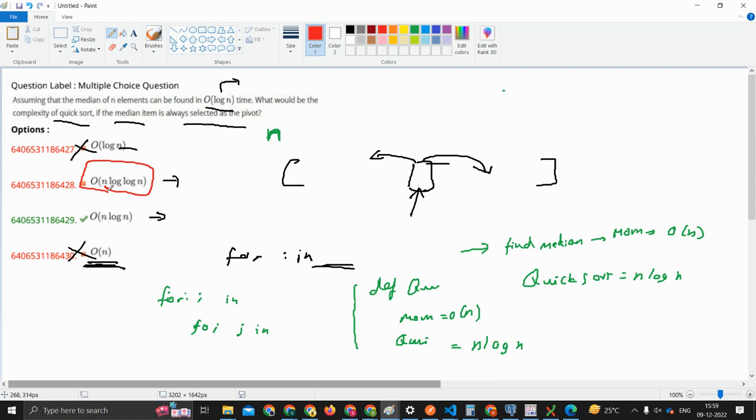From theory, any sorting algorithm which relies on comparisons between the elements cannot achieve better than n log n complexity, whatever it may be, right? So this is not at all possible. That is theoretically proven. Yeah, n log n, you cannot get better than that.